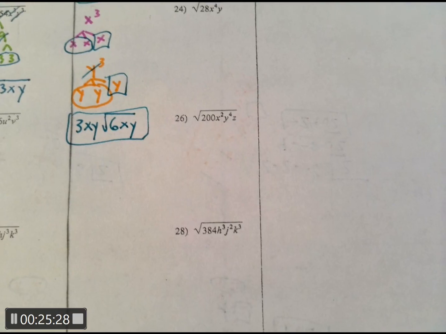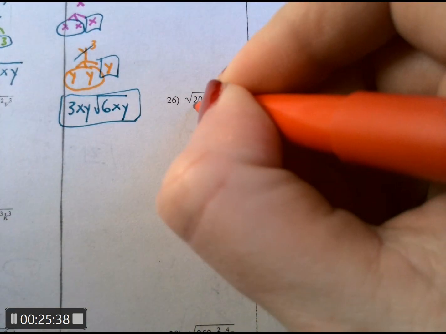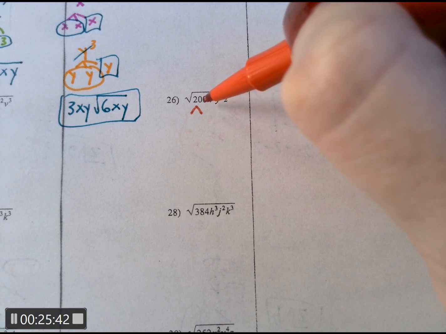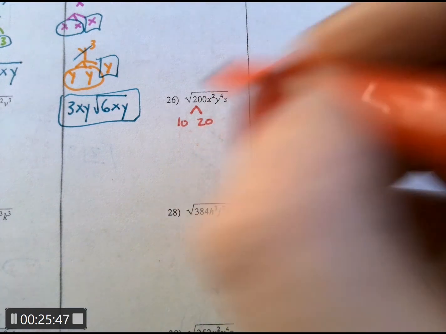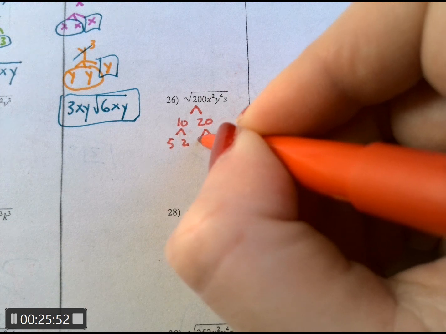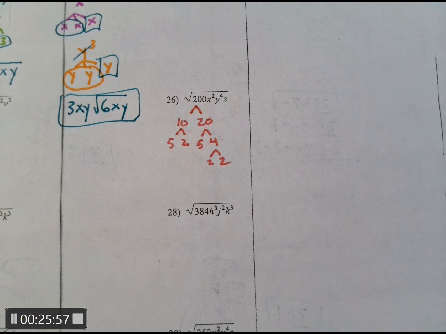Alrighty? So, for 26, we have 200x squared y to the 4th times z. Alright, let's do it. So, factors of 200. Well, I'm going to use my divide by 10 method again, because if I get rid of one of our zeros, we're left with 20. So I'm going to have 10 and 20, and then 5 and 2, and then 5 and 4, and 2 and 2. Okay, just finding your factors of all your numbers.